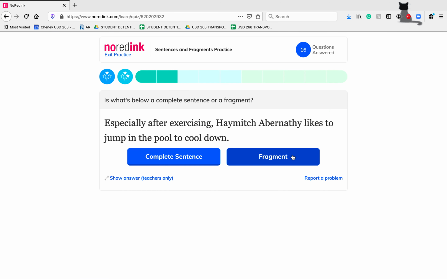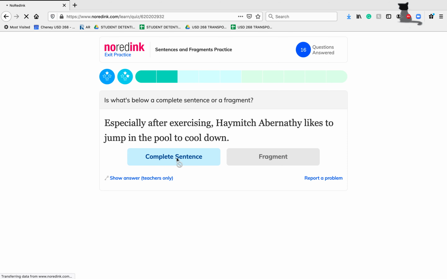Especially after exercising, Hamish Abernathy likes to jump in the pool to cool down. So here our especially is connecting two ideas, so exercising and jumping in the pool. This one's complete.